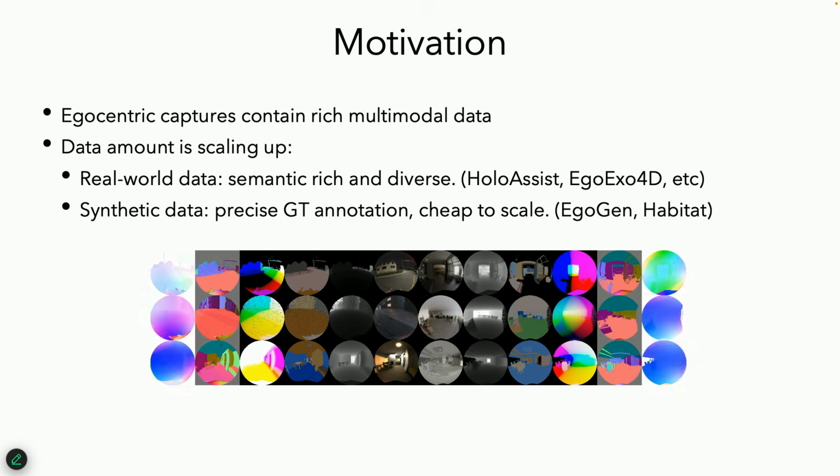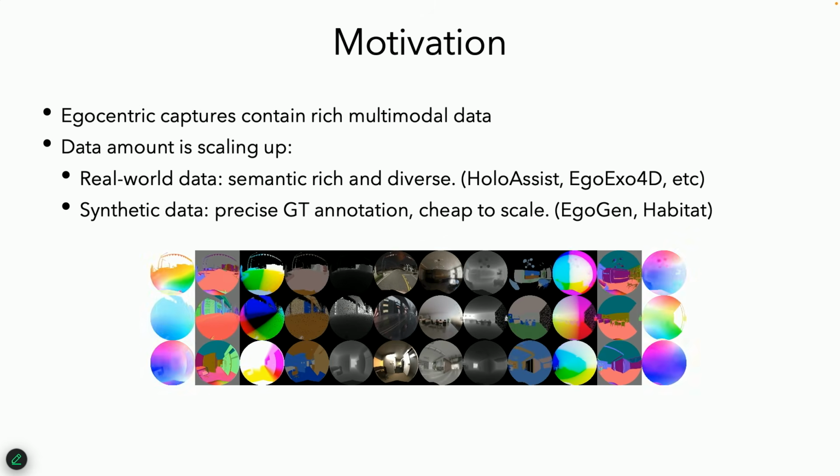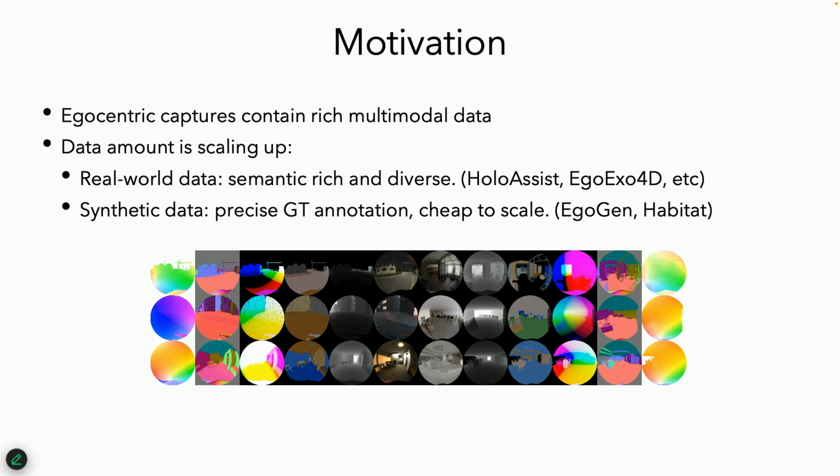And we also have synthetic data. For example, our own EgoGen data, which is quite complementary in terms of modality and capability compared to real data. In real data, we have all kinds of semantics, behavior semantics. Humans do all kinds of things. We have sound, visual diversity, semantic diversity in the real-world data, but it's very hard to get pixel-level ground truth in real-world data.